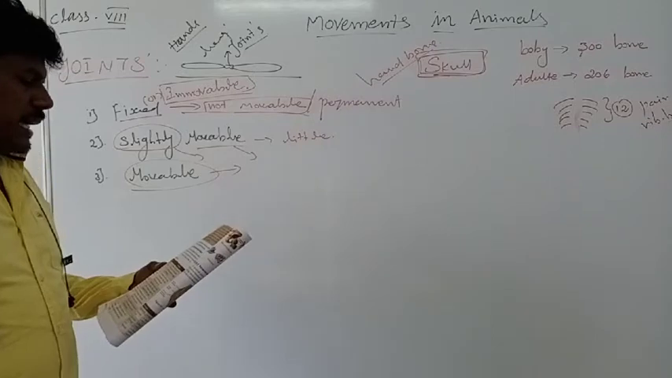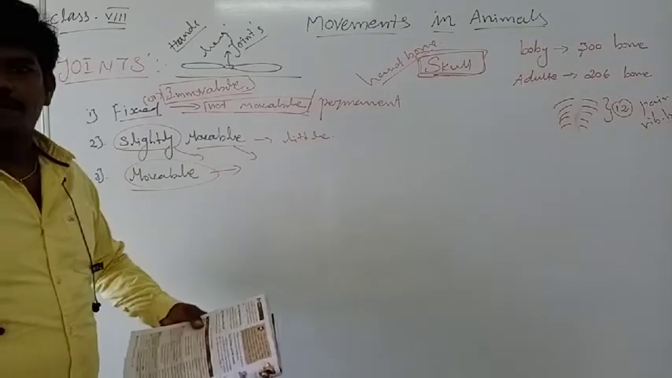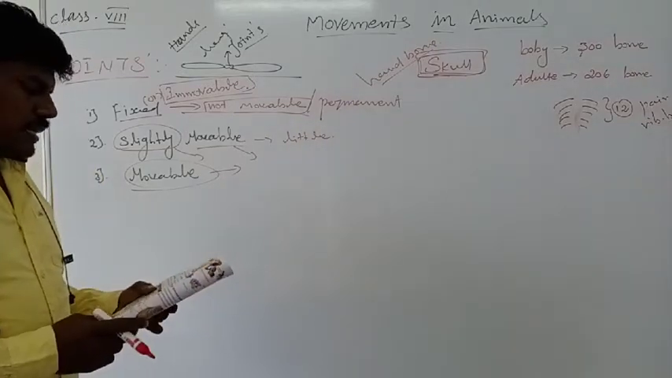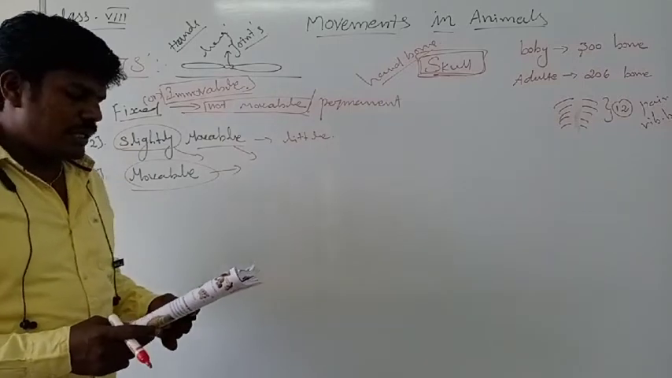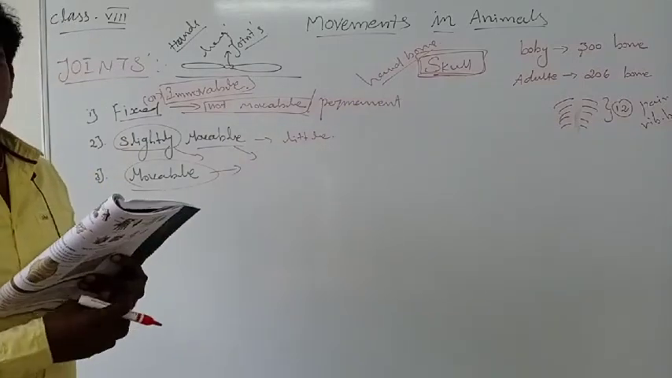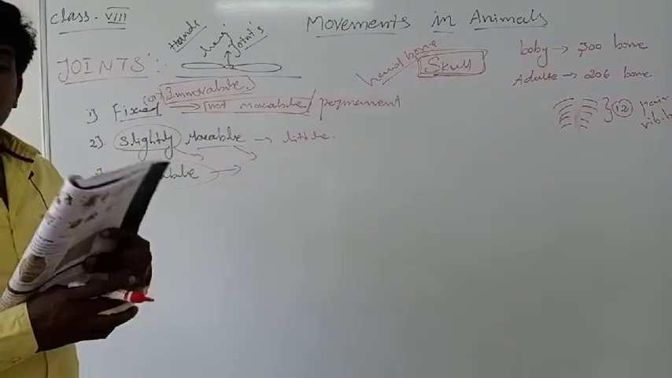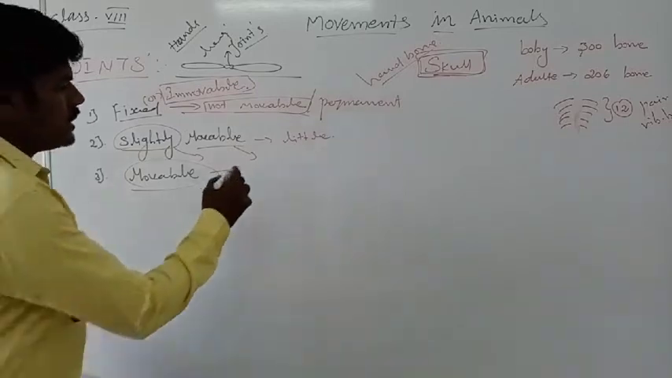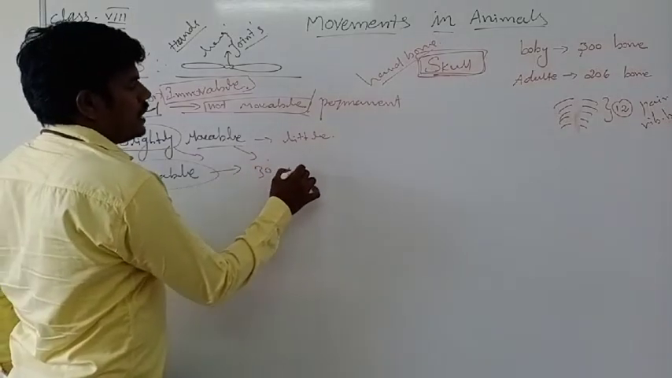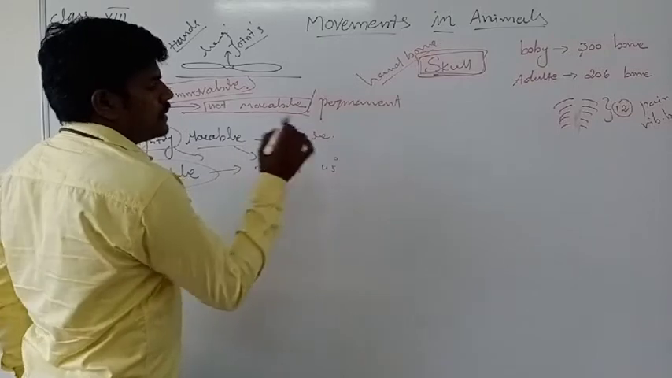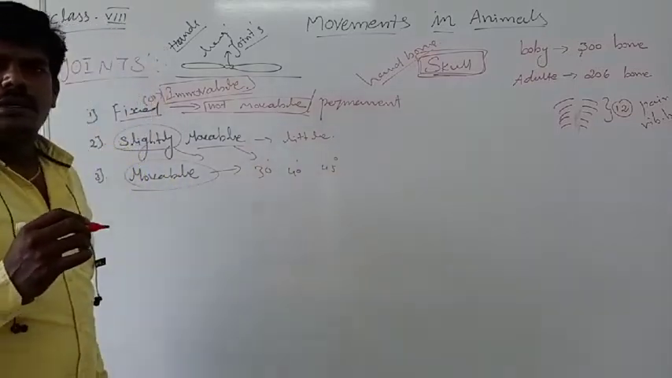And then see the freely movable joint. Freely movable. In this type, varying degrees of movement are possible between the two bones. Various degrees means 30 degrees or 40 degrees or 45 degrees, like that. We can move that. Yes or no?